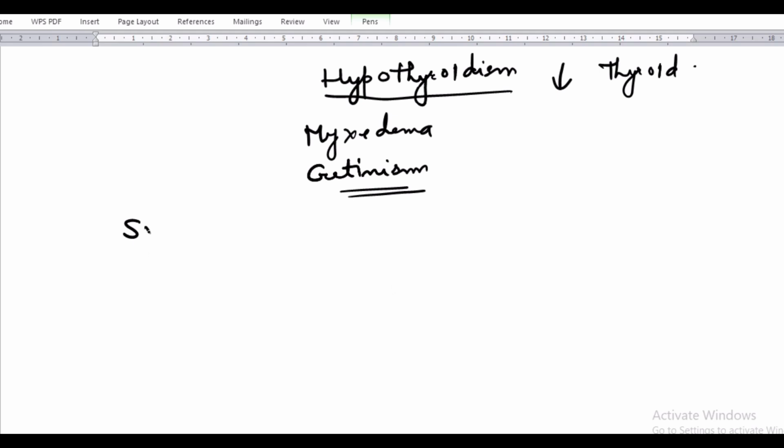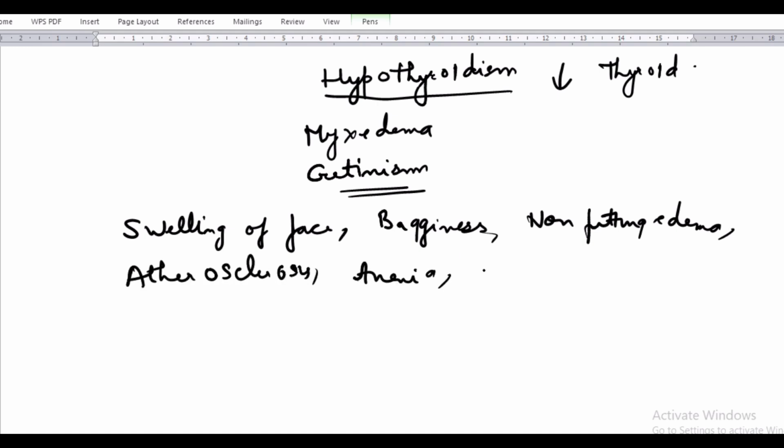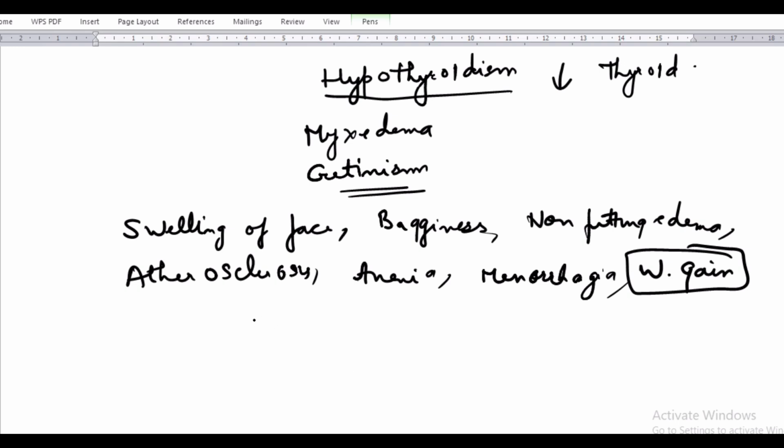Signs and symptoms of myxedema: there would be swelling of face, bagginess under the eye, non-pitting edema, atherosclerosis, anemia, fatigue, menorrhagia, and polyuria. There is weight gain here. Instead of weight loss, there is weight gain, constipation, depressed hair growth, scaly skin, husky voice, and cold intolerance is seen. What are the signs and symptoms of cretinism?